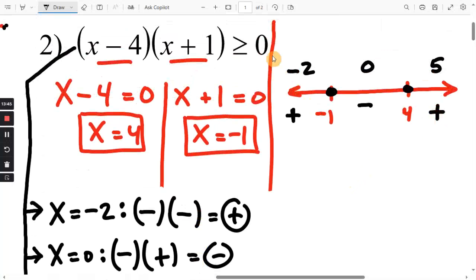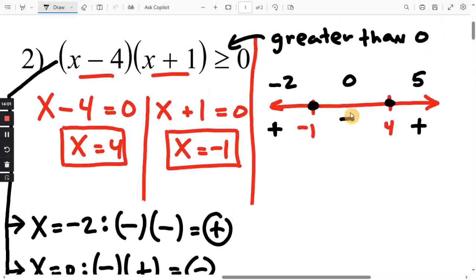Now, notice the inequality here. It is the part that is greater than 0. All right, if it's greater than 0, then we want the positive sections. Okay, so ignore the negative. The positive section is this part over here. And the other positive section is that part over there. All right, ignore the negative section.